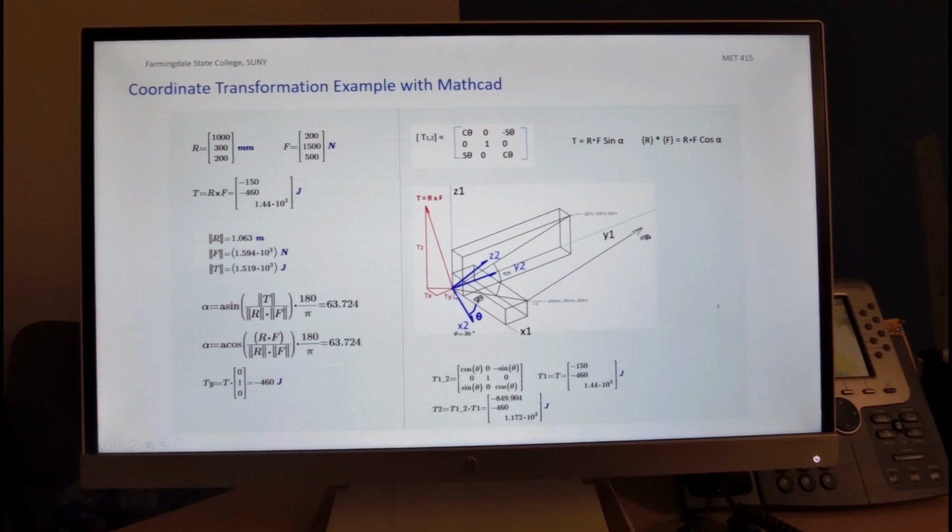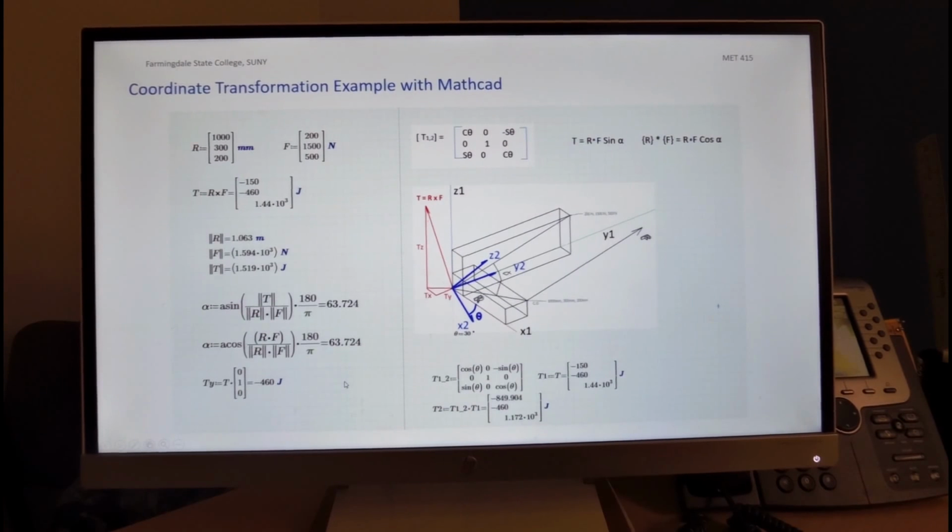And then we can also see that if we take this vector and resolve it along z2, we put the perpendicular line here. This will be the resolution along z2. We see over here that it's in a positive direction, and the value is 1,172 joules. So this shows us how simple it is to do the matrix transformation with Mathcad. We assign a value to theta of 30, and automatically we get all these numerical values.